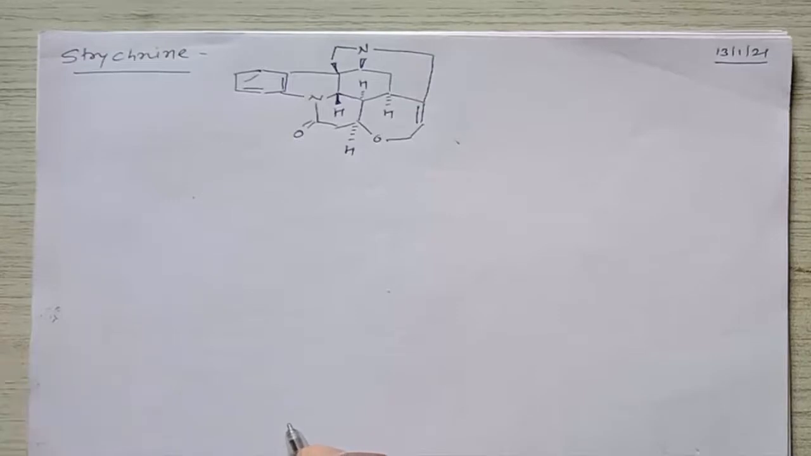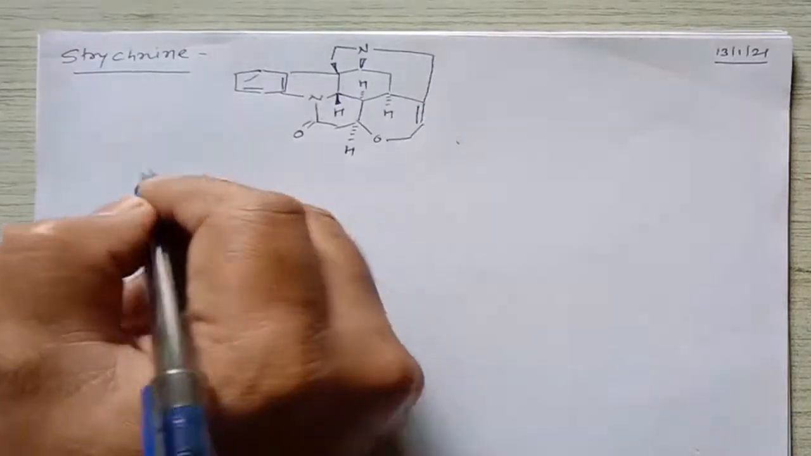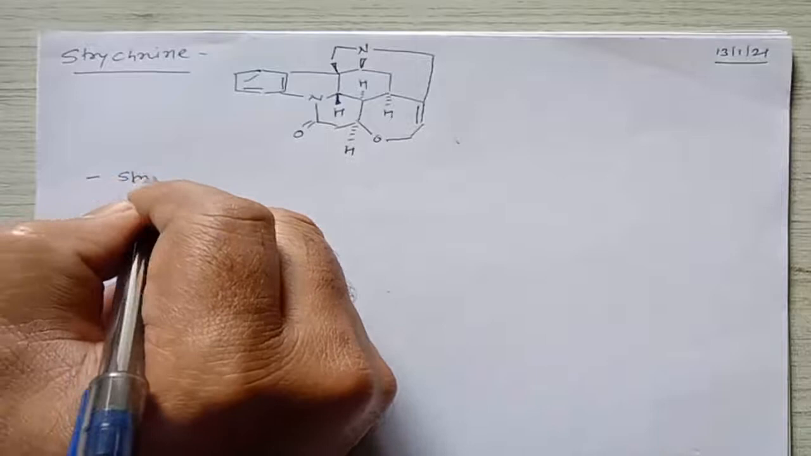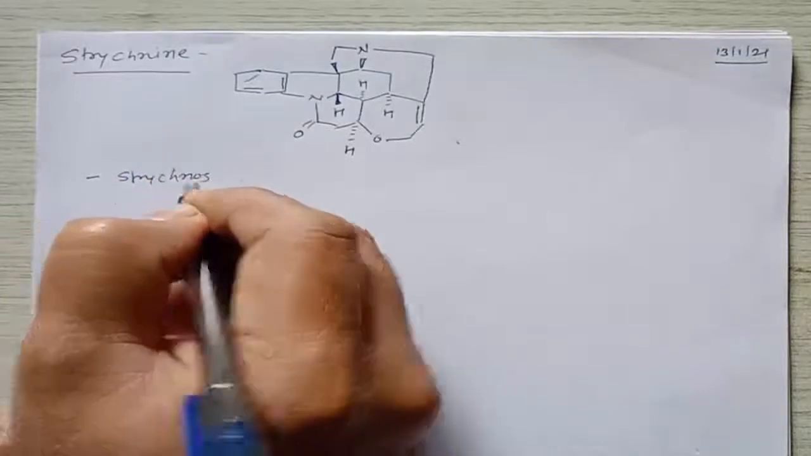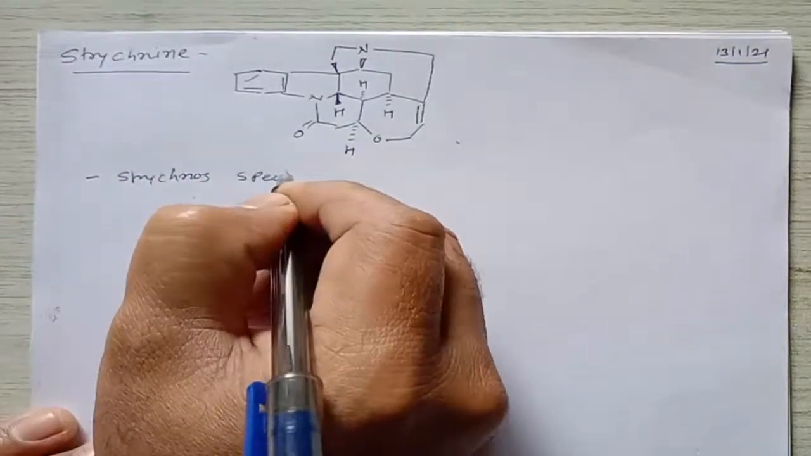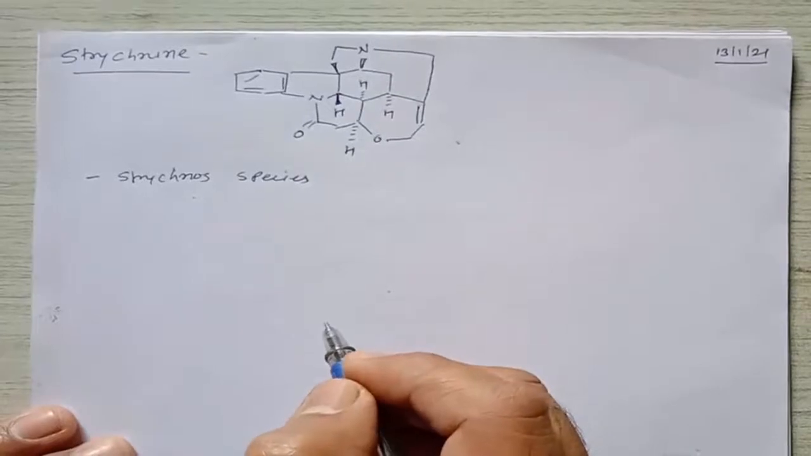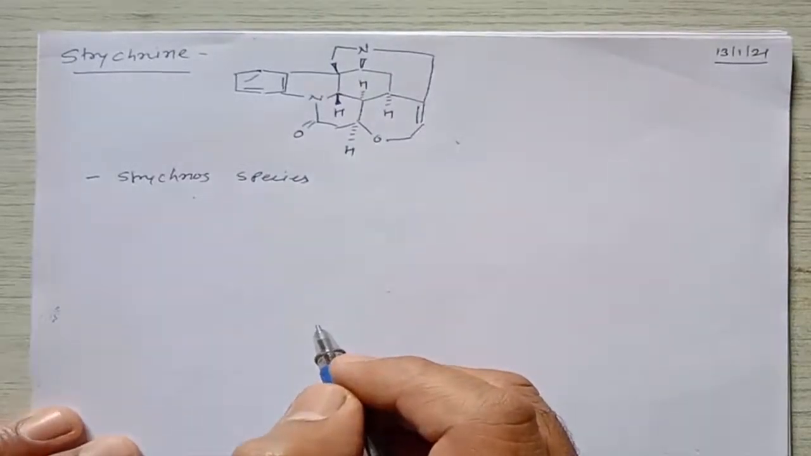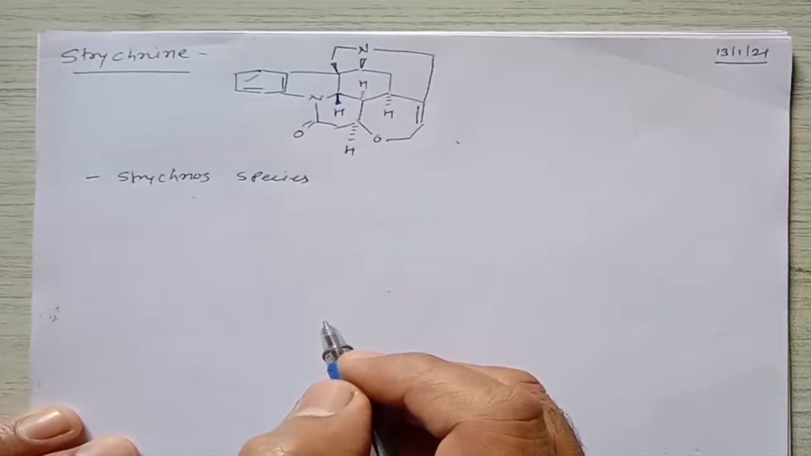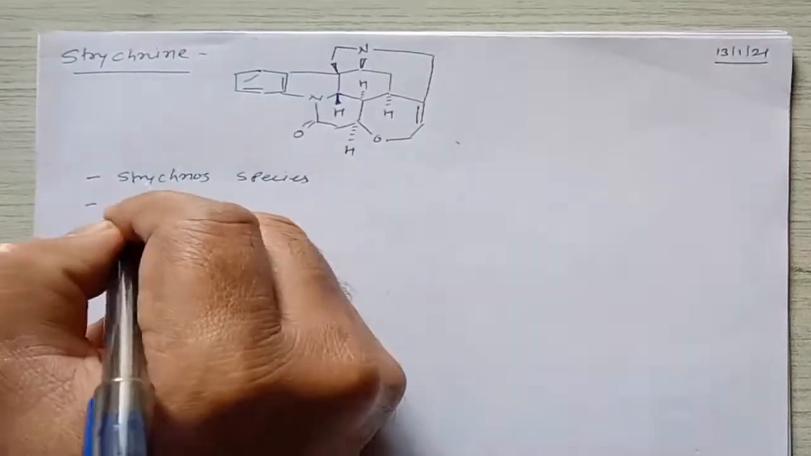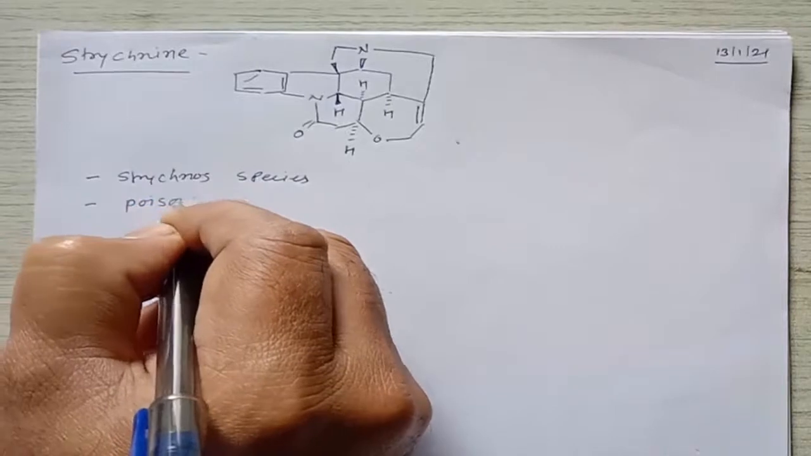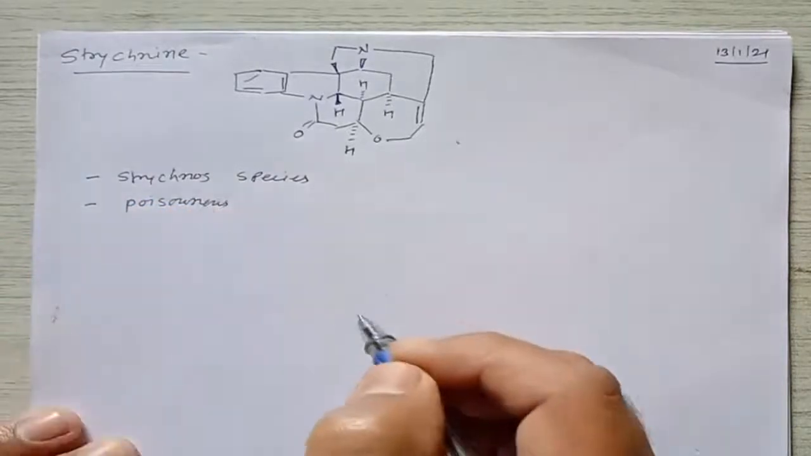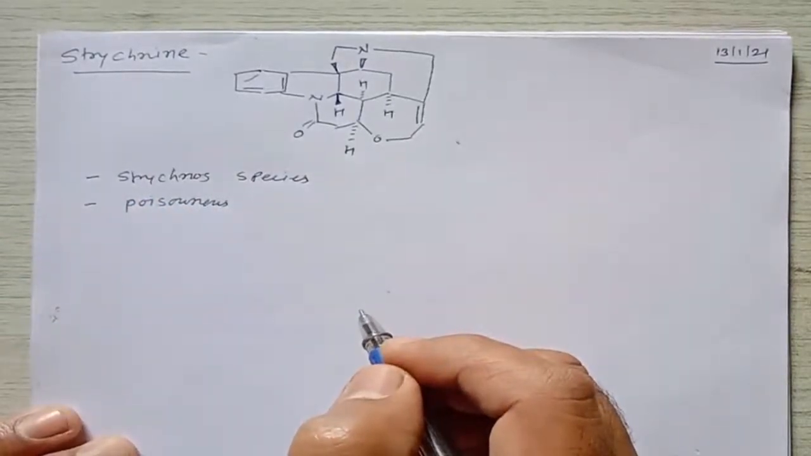This molecule is obtained from the Strychnos species, which is normally found in the rainforests of Southeast Asia and the Coromandel coast of India, right? This molecule is poisonous, and its poisonous properties were recognized in Europe as early as the 16th century.